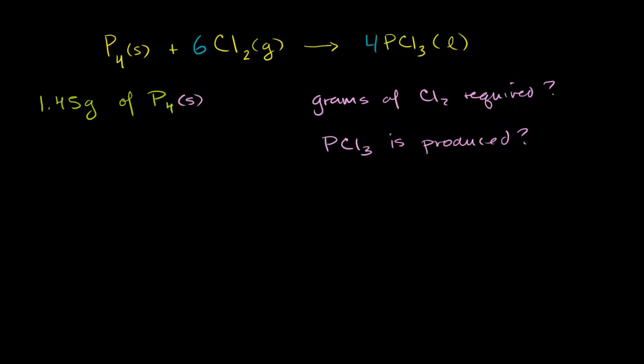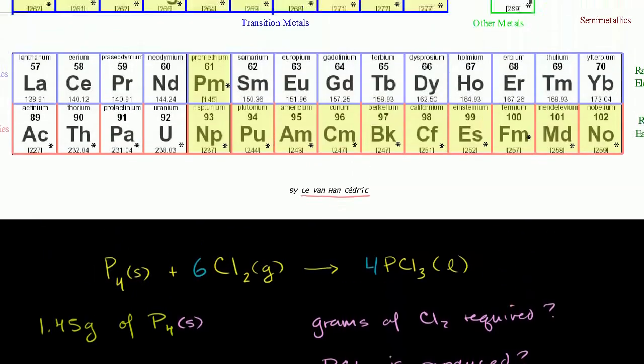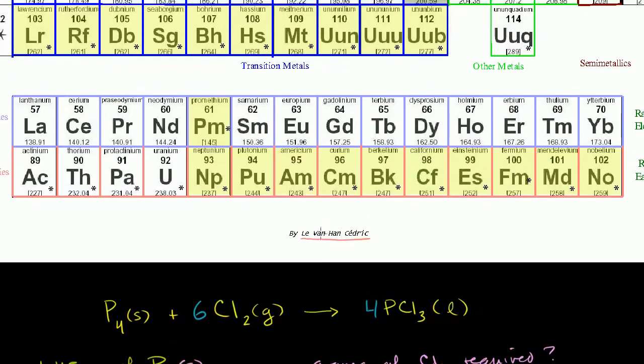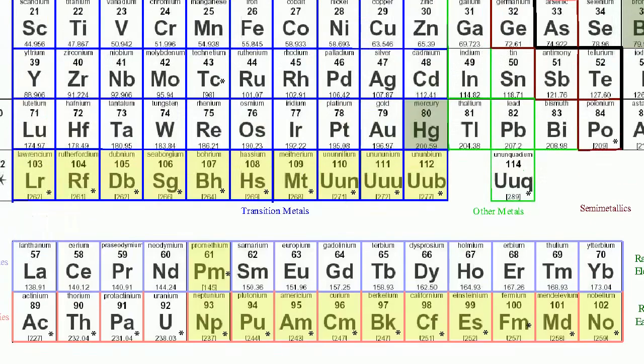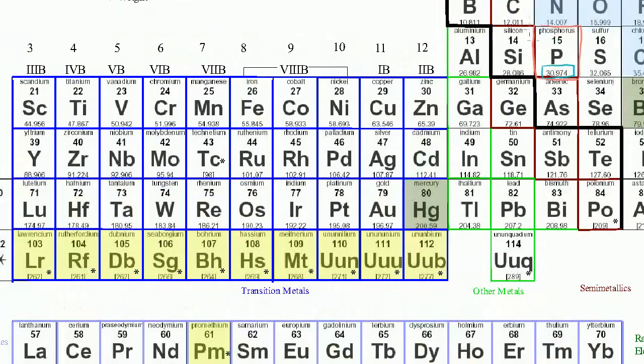Let's look at our periodic table. This periodic table, I have to give proper attribution to the maker. It's made by Levon Han Cedric. I got this off of Wikimedia Creative Commons. It had an attribution license. Other than that, free to use it. And let's go to phosphorus. Phosphorus right here has an atomic weight of 30.974. Let's just round that up to 31.